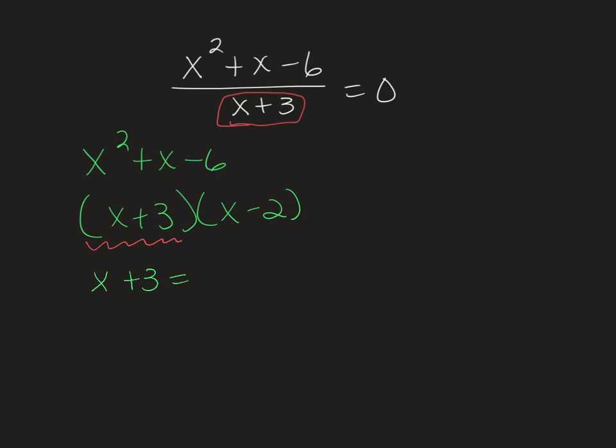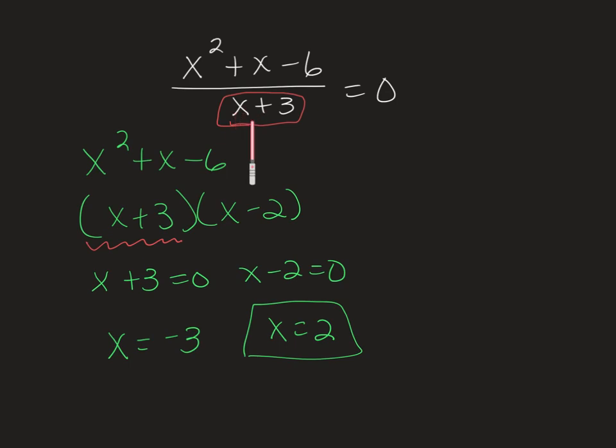x plus 3 equals 0, x minus 2 equals 0. I get x equals negative 3 and x equals 2. When I plug in 2, I get 5, so 2 works as a solution. When I plug in negative 3, negative 3 plus 3 is going to give me 0. My denominator cannot be 0. It's not allowed to be 0. So therefore, this is not a solution. The only solution to this problem would be 2.